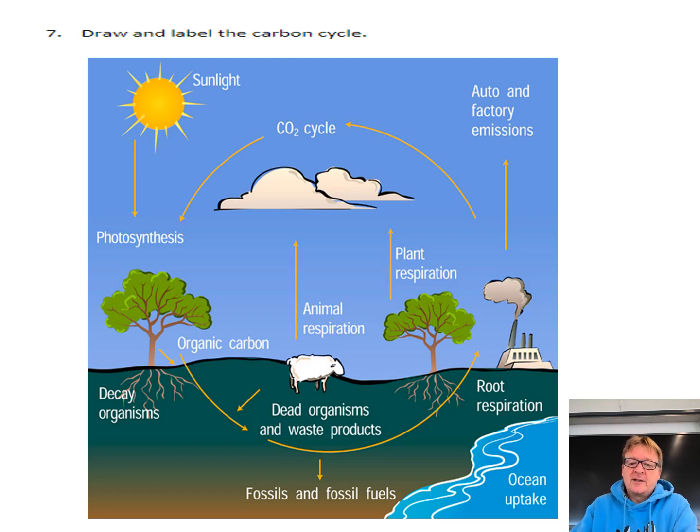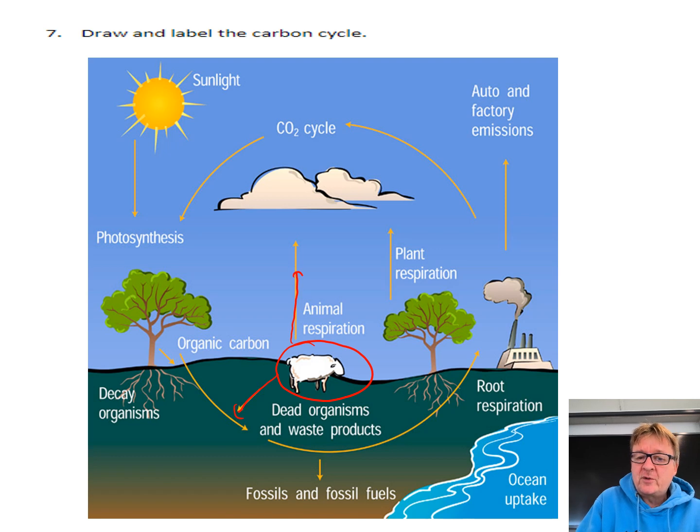Draw and label the carbon cycle diagram. Now, what I could do is go through the whole cycle and just explain it, but to be honest, it's quite difficult to do. So what I would do personally is start off with Mr. Sheep in the middle, and you're going to have to get a piece of paper and keep on writing it out. But think about Mr. Sheep in the middle, respiration. Mr. Sheep in the middle, dead, and then what happens to it.